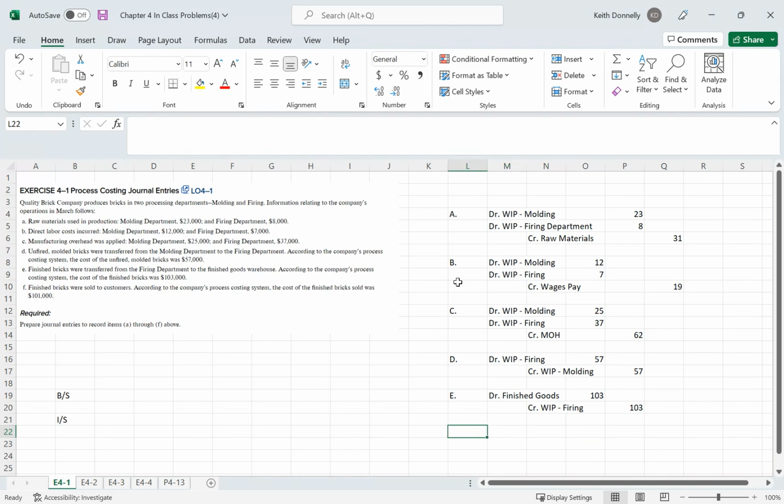F says finished bricks were sold to customers. According to the company's process costing system, the cost of the finished bricks was $101,000. Okay, so F, what we're going to do here is now we sold the bricks, right? So we're going to debit cost of goods sold, credit finished goods, and the cost was 101, right?